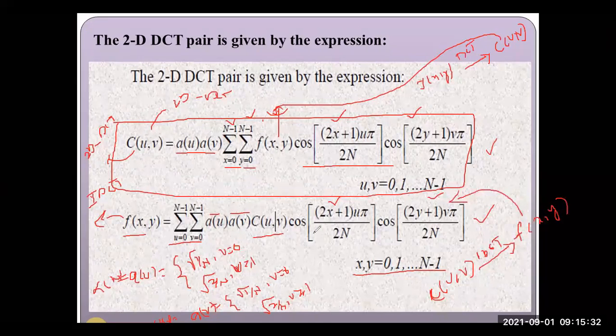Is it clear to all of you, how we are deriving the DCT and IDCT? Yes? So you can note down this formula. All of you can note down this formula.